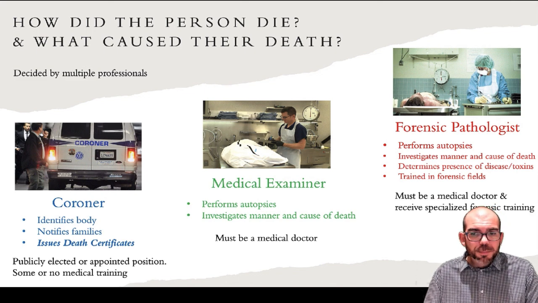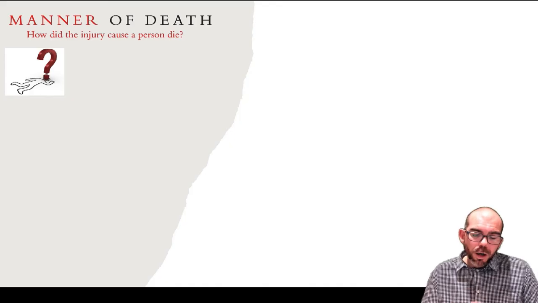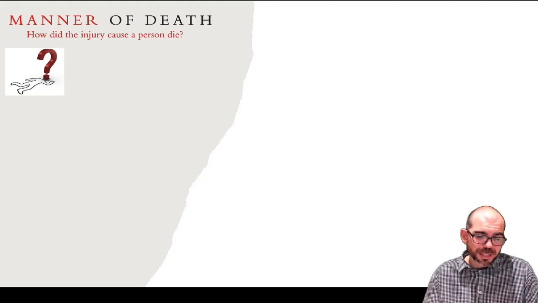To become a forensic pathologist, you must be a medical doctor and receive specialized forensic training. One of the things we want to consider when dealing with a death in our investigation is what we call the manner of death, or how did the injury cause a person to die?